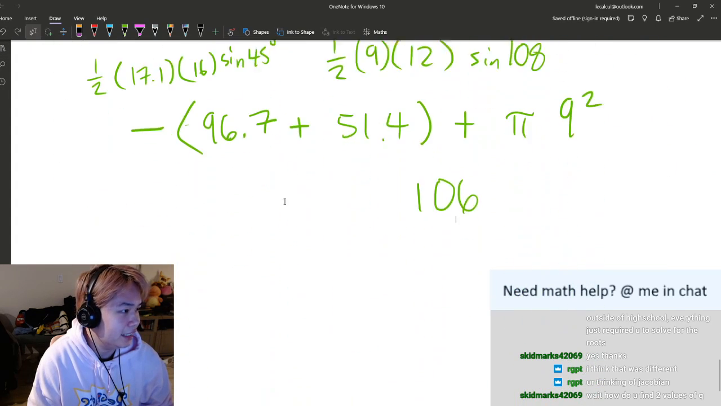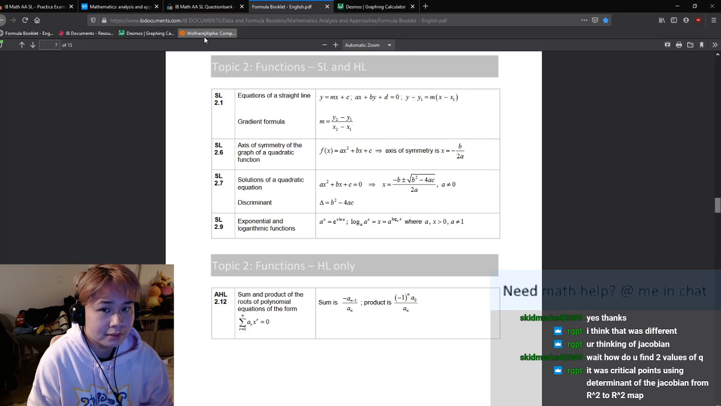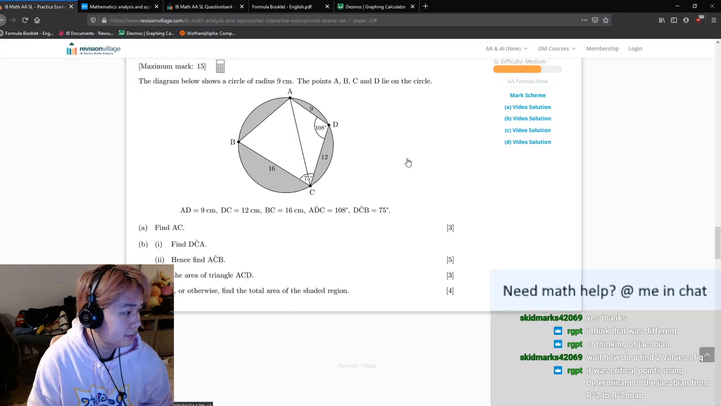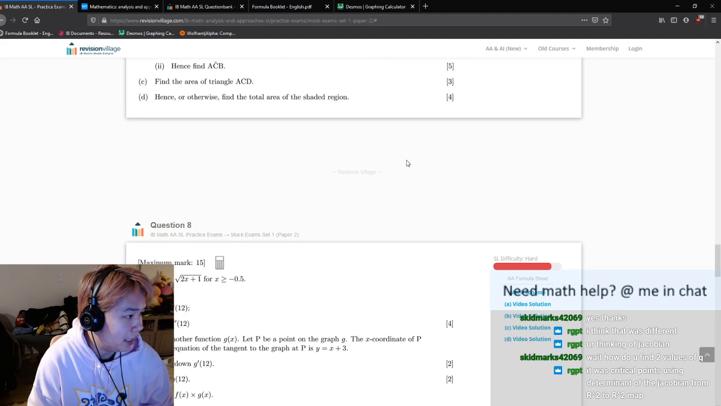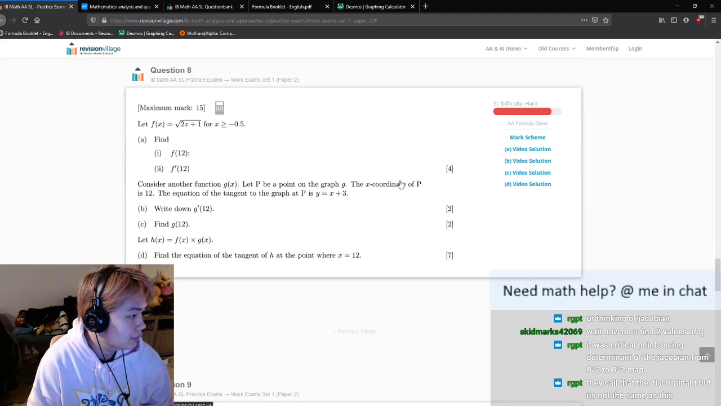Okay, did I finish this one? I did. Okay. It was critical points using determinant of the Jacobian from the R2 to the R2 map. Yeah. I guess.